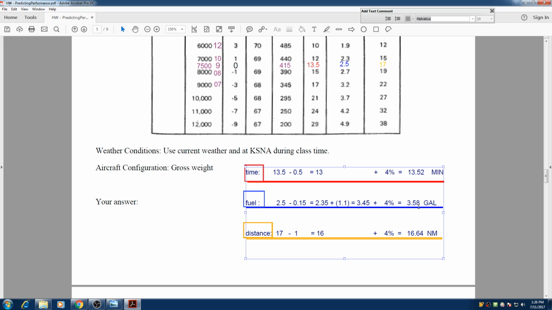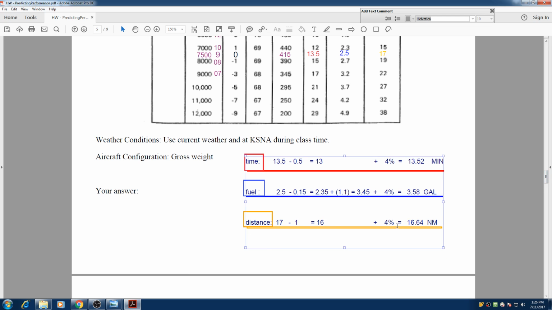used from takeoff to 7,500. And we do the same thing for the distance. We increase by 4%. We got 16 nautical miles, 16.64 nautical miles of distance to climb.